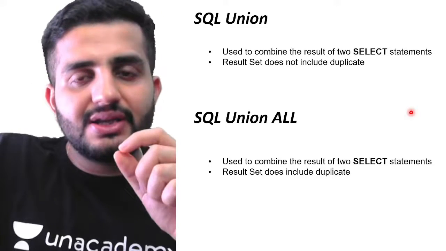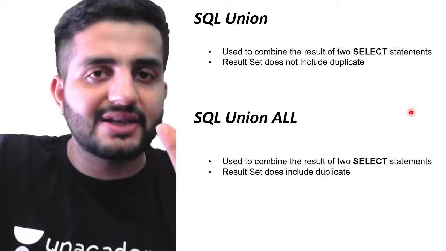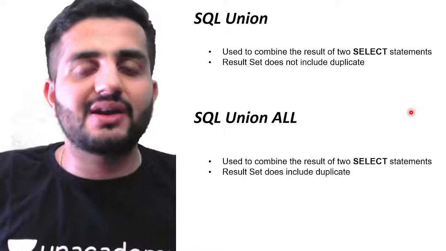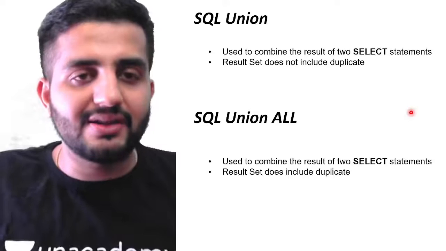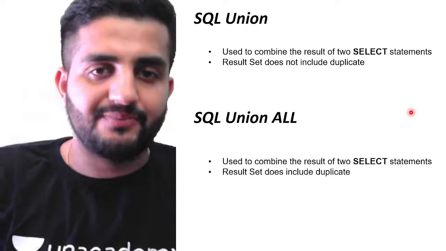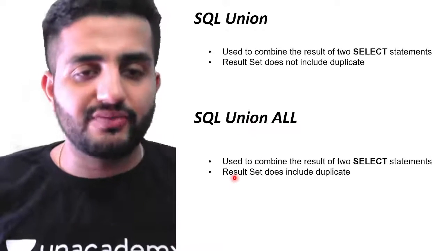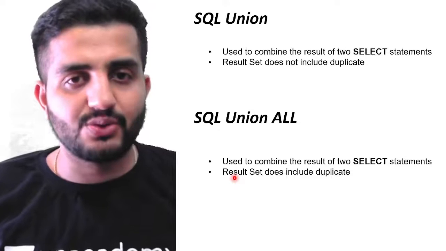UNION is actually removing your duplicates. It's basically your set of distinct values, right? You're selecting only the distinct values out of your entire selection statement. ठीक है, UNION ALL क्या करता है? It takes all, it does not remove the duplicates. That's the only difference, UNION and UNION ALL.